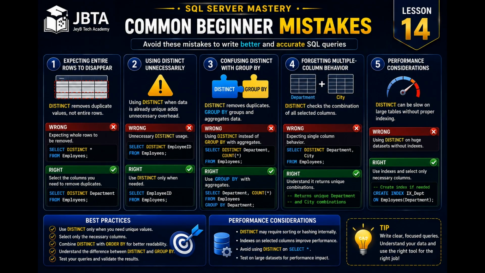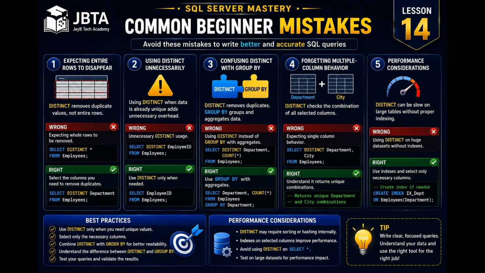Another common mistake is misunderstanding how distinct works with multiple columns. Many beginners think SQL Server checks each selected column separately. But that's not how it works. When multiple columns are selected, SQL Server checks the complete combination of those columns. If even one selected value is different, SQL Server considers it a unique record.